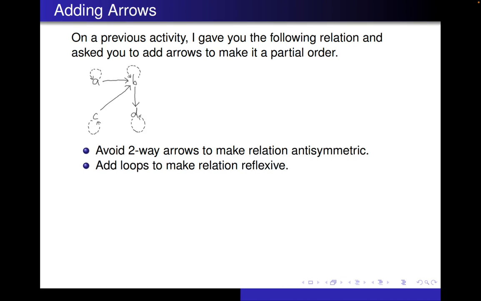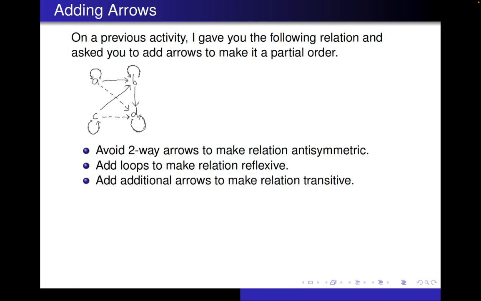So that part's fine. Now, the reflexive is not so fine because we need to add some loops, some arrows of elements pointing to themselves so that every element is related to itself. So there's four arrows that we have to add to make the relation reflexive. And now we also have to make sure to add some additional arrows to make the relation transitive. So once we've added all these arrows, it's going to be anti-symmetric, it's going to be reflexive, it's transitive, and that makes it a partial order.